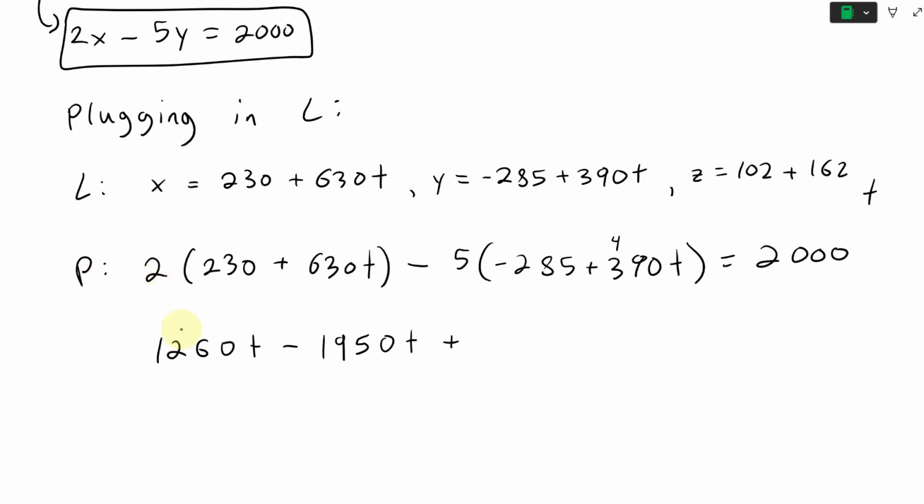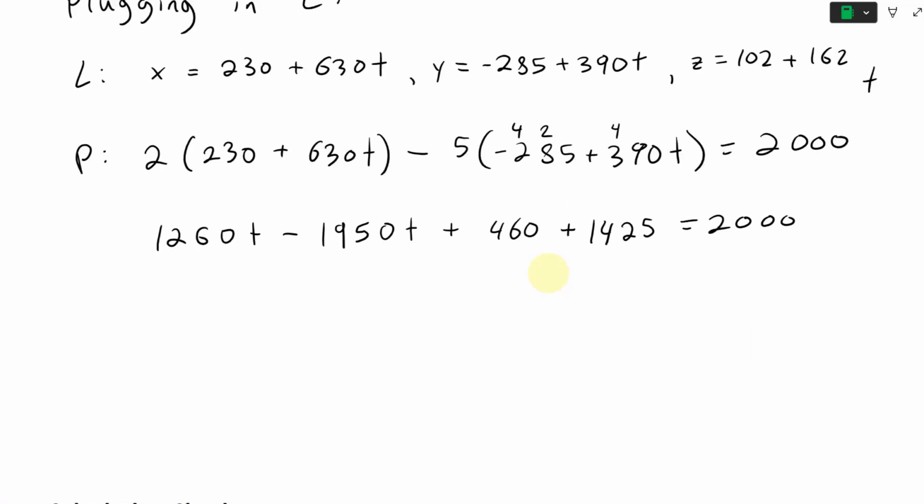Now the next step is to multiply the ones without the T. So 2 times 230 is 460. Then negative 5 times negative 285 is plus, 5 times 5 is 25, carry the 2. 5 times 8 is 40, plus 2 is 42, carry the 4. 5 times 2 is 10, plus 4 is 14. So 1425. This equals 2000.